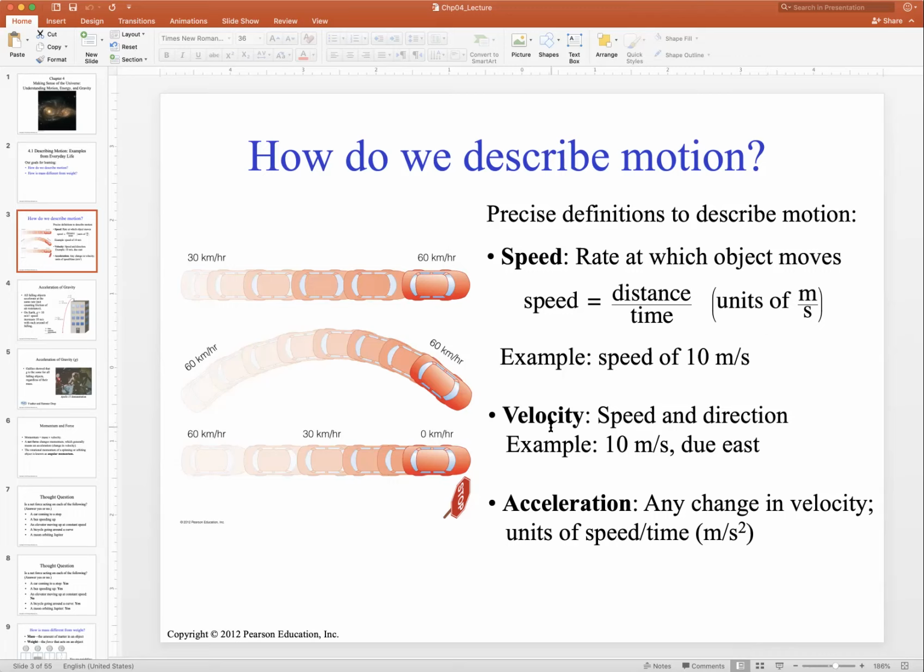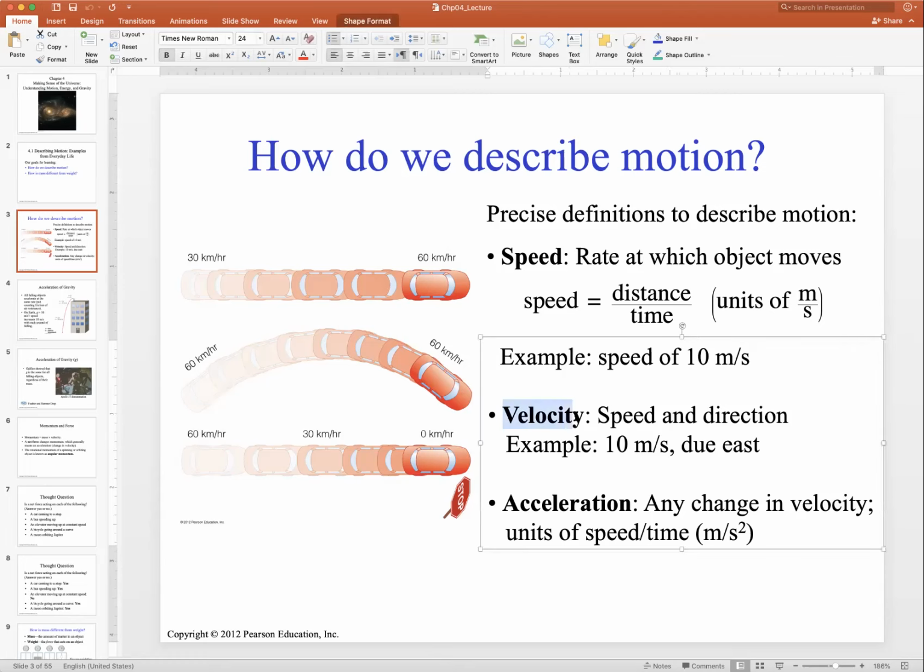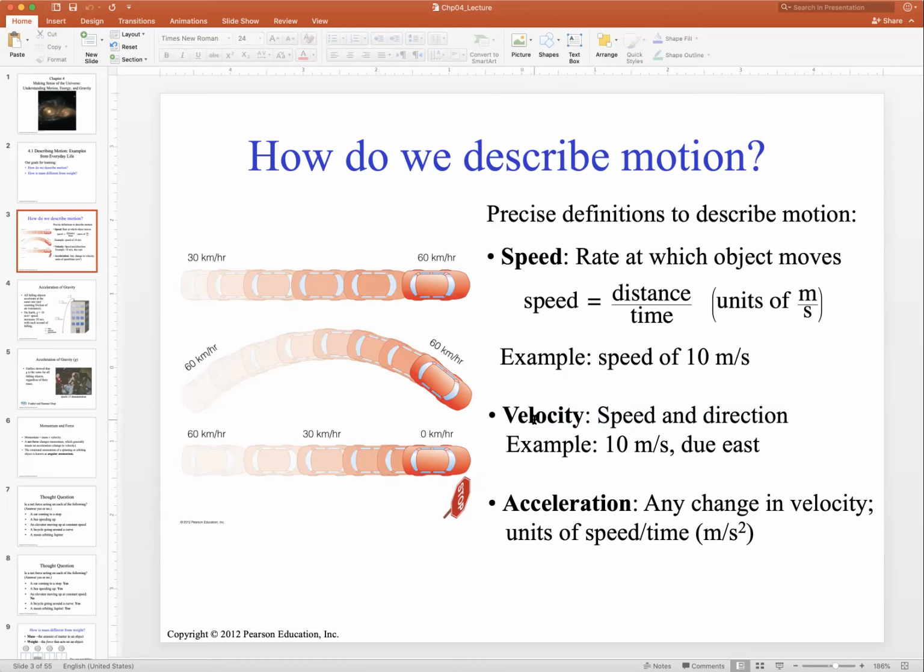If you want to add a little bit more information to our speed, we can talk about the velocity. And the velocity is the speed plus direction. So not only do you need the value or an amplitude for the speed, but you want to talk about its direction as well. For example, 10 meters per second in a specific direction, north, south, east, west, whatever. So velocity is a vector. In other words, not only does it need an amplitude, it needs to have a direction associated with it.